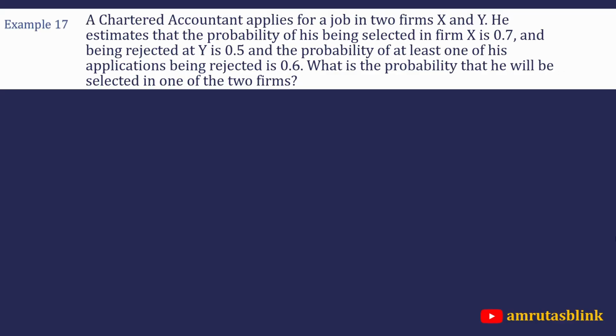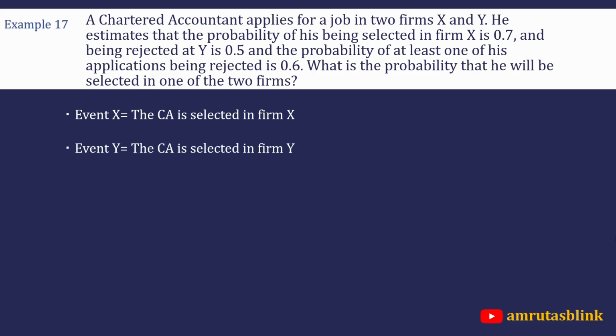Now first of all we will write down whatever things are given in the problem. Let's say there is an event X that particular chartered accountant is selected in the firm X, and event Y is that the CA is selected in the firm Y. Now it is given that he estimates that probability of his being selected in the firm X is 0.7, hence probability of X is 0.7. Then it is also given that his being rejected in firm Y is 0.5.